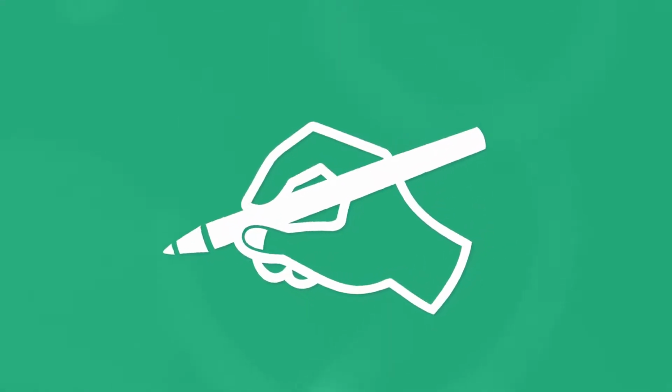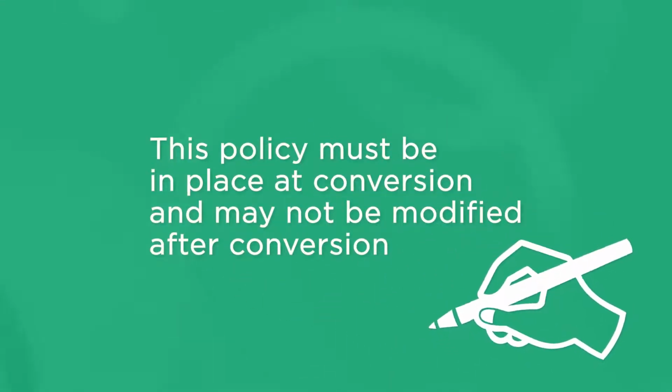The PHA must communicate its policy in writing to affected residents. This policy must be in place at conversion and may not be modified after conversion.